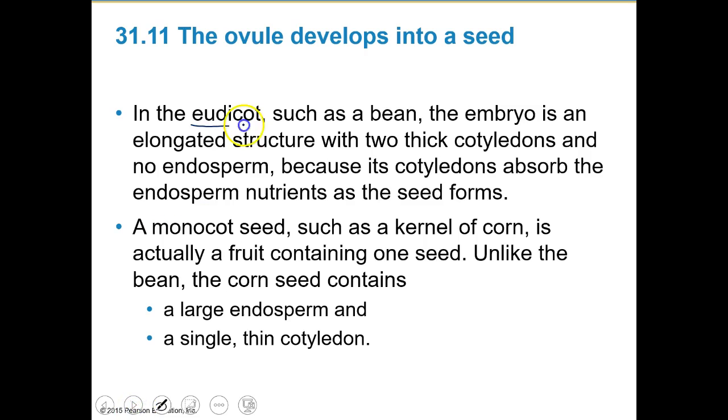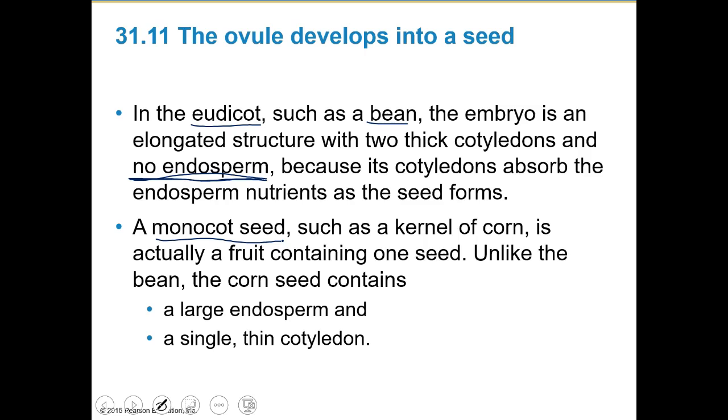Okay, in a eudicot, like a bean, the embryo is elongated with 2 thick cotyledons and no endosperm. So we don't really have an endosperm because its cotyledons absorb the endosperm nutrients as the seed forms. So we'll talk about what that looks like. But that's another key difference: eudicots don't have endosperm.